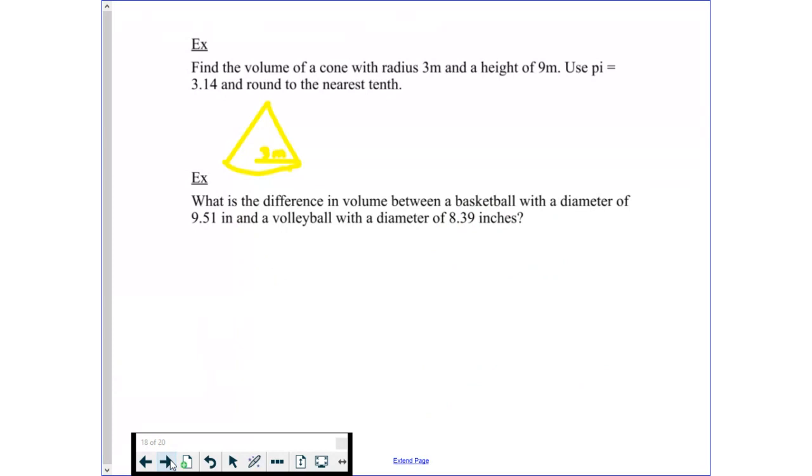So the radius is 3 meters and the height here is 9 meters. So volume equals 1/3 pi r squared times h. So this will be 1/3 times 3.14 times r squared, where r is 3 meters squared, times our height, which is 9.